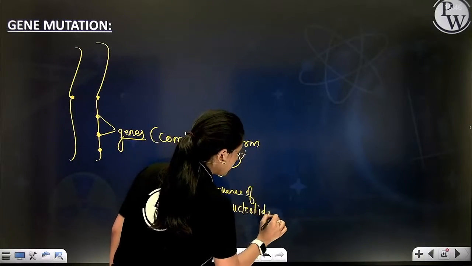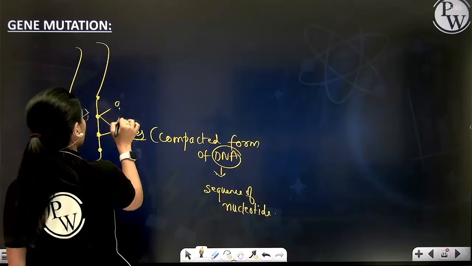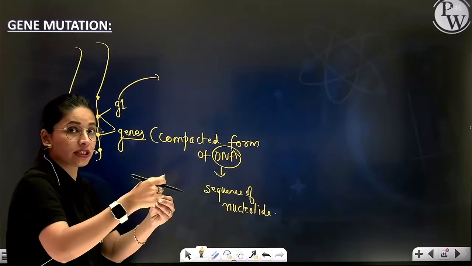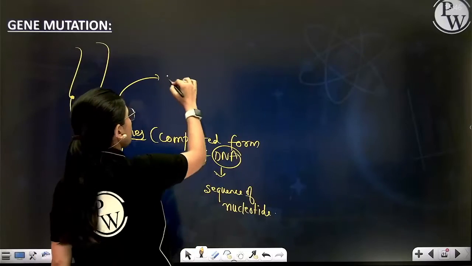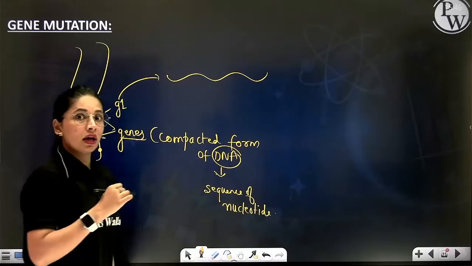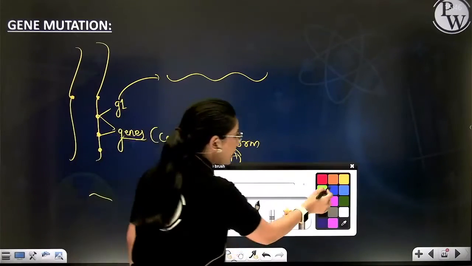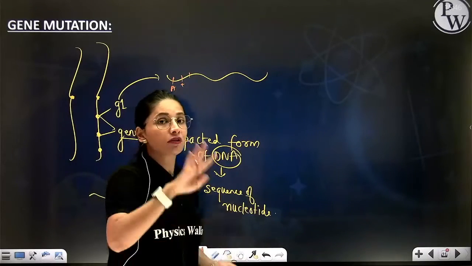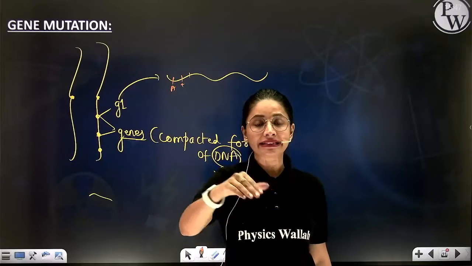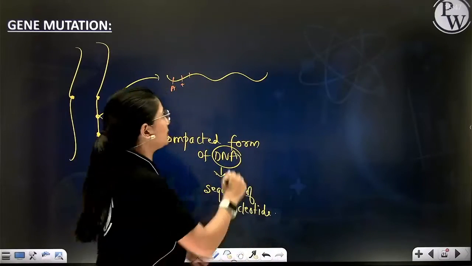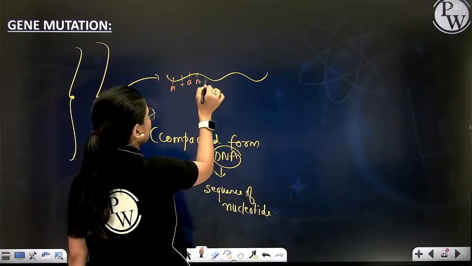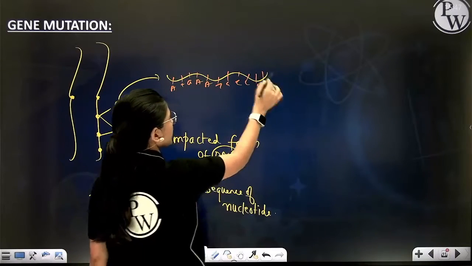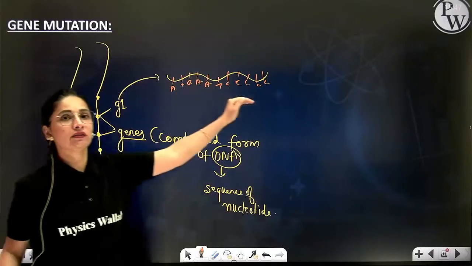Right? Now, suppose this is gene 1. Now, you just open this. This is the compacted form of gene 1. Suppose you open this gene 1. Now, this gene 1 will be made up of so many nucleotides. So many means 4 types of nucleotide present in different arrangements. Adenine, thymine, guanine, adenine, thymine, guanine, cytosine, cytosine, cytosine, cytosine. So this is how gene 1 is present.